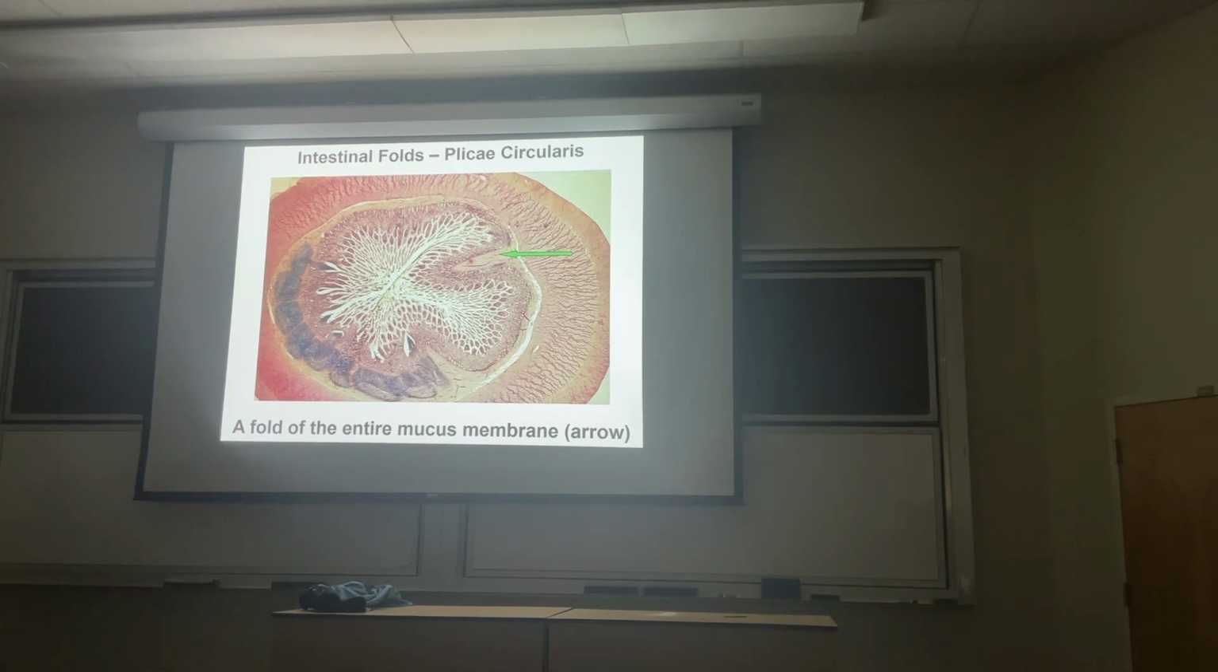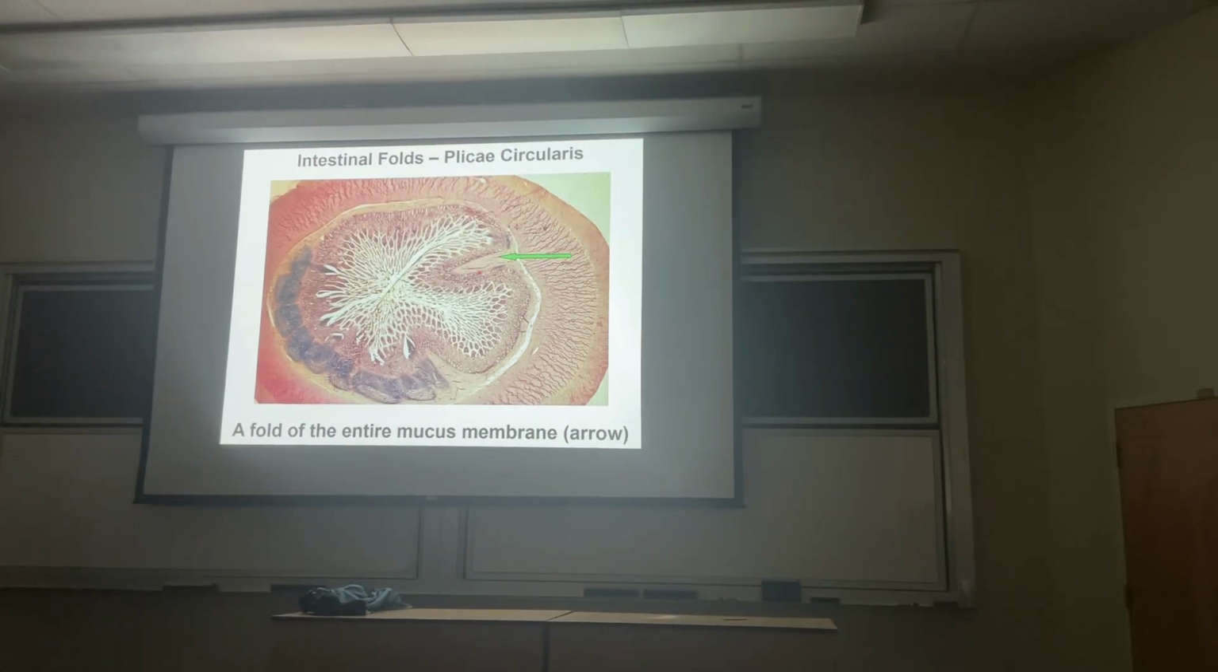These show you the infolding of the mucosa and the submucosa. This is another one over here. These are the plicae circularis, these foldings of the mucosa and the submucosa. These, of course, are lymph nodules. You could even call them Peyer's patches, but lymph nodules here.